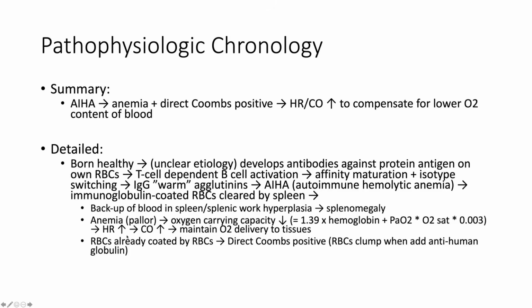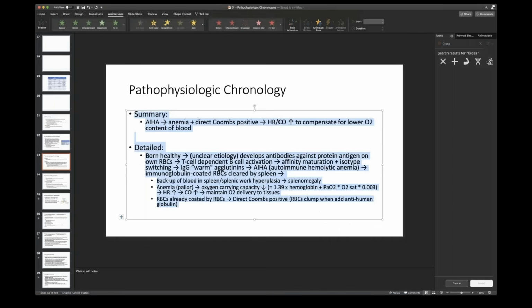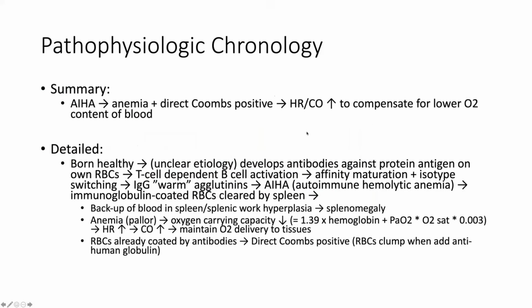So now she's going to have to increase her heart rate and her cardiac output, and therefore increase the oxygen delivery to the tissues. Her red blood cells are already coated by, I should say, antibodies, and that is why she's direct Coombs positive. So we'll talk about all of these things, but that is what we are going to discuss.